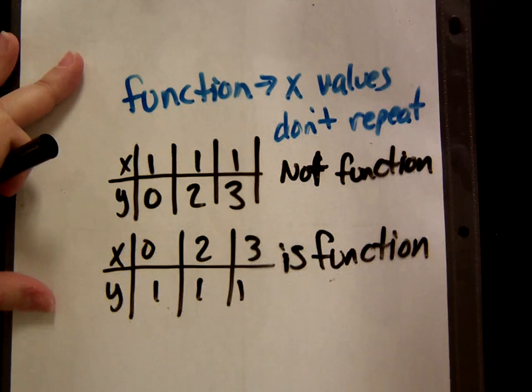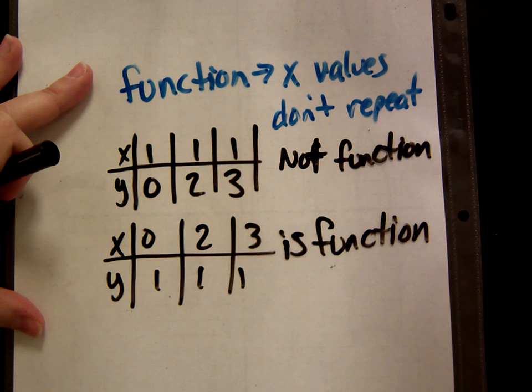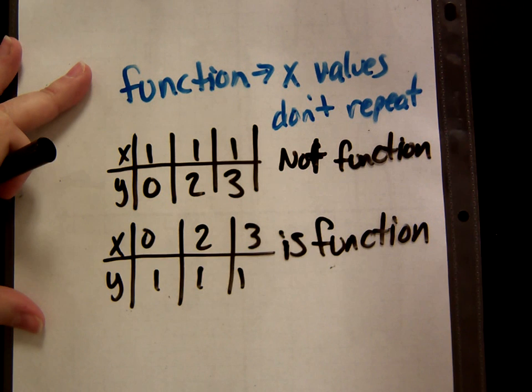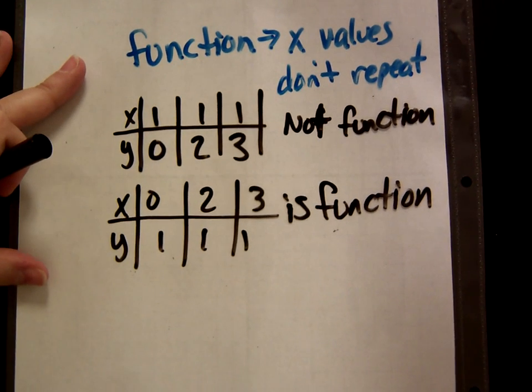So if you're just looking at individual points, like on a table or just a mapping or something like that, do your x values get used more than once? If they don't get used more than once, it is a function.